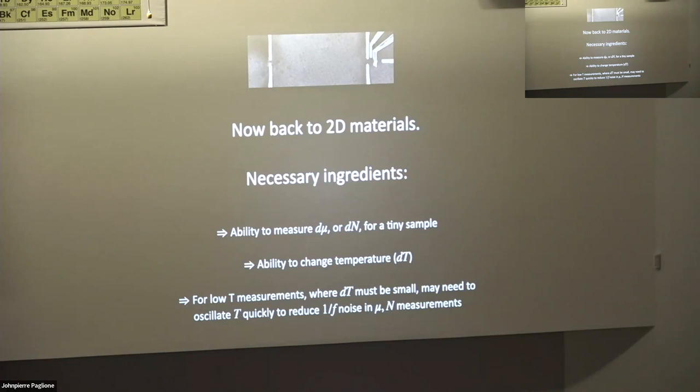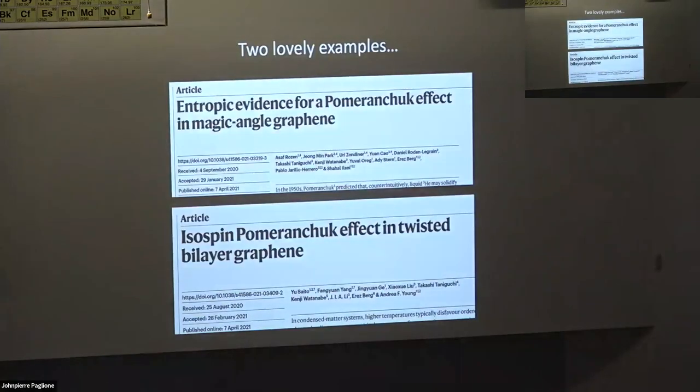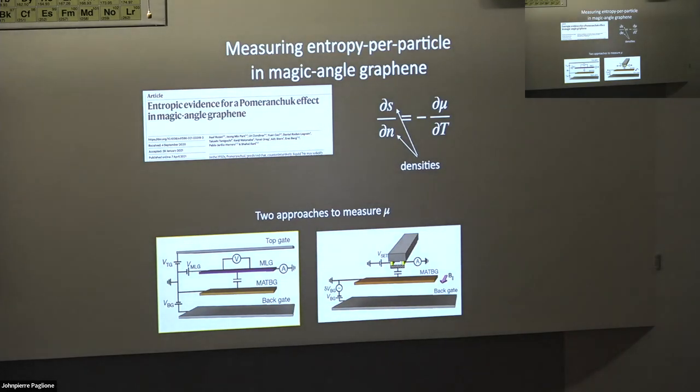Okay, so now let's go from 0D to 2D. Remember, the ingredients for this Maxwell relation are you need to be able to measure dμ or dn. You need to be able to change the temperature. And in general, if you want to be sensitive, you should be able to change the temperature fast so you can get away from one over f noise. So there were two beautiful examples of this technique for measuring entropy in magic angle graphene. These were from two different groups that appeared back to back in Nature about 2 years ago. I'm going to talk mostly about this first one, but they had very similar results and very similar techniques.